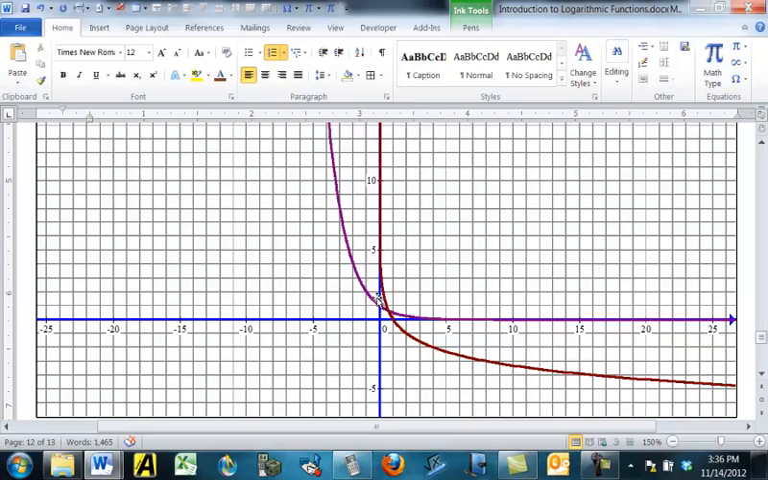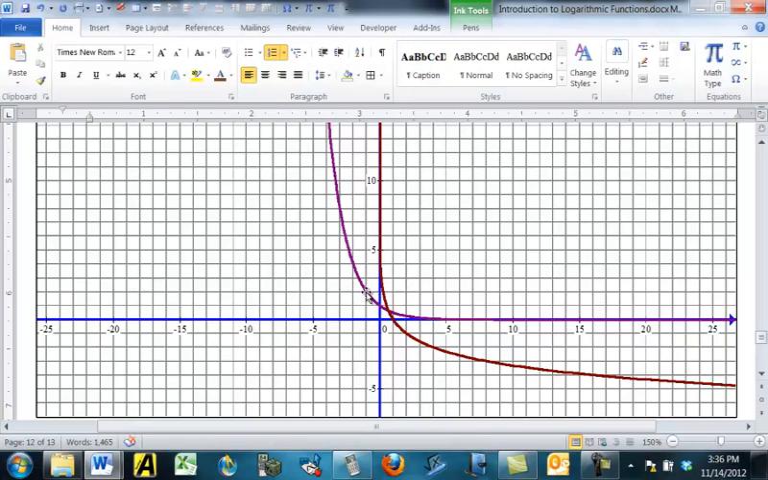Let's check some points. Here's 0, 1. Here's 1, 1/2, 2, 1/4, 3, 1/8. So instead of 0, 1, this one's going to have 1, 0. Instead of 1/2, 1, wait, instead of 1, 1/2, this is going to have 1/2, 1. There it is. Instead of 2, 1/4, this is going to have 1/4, 2 right there. Instead of this point at 3, 1/8, this is going to have a point right here at 1/8, 3.